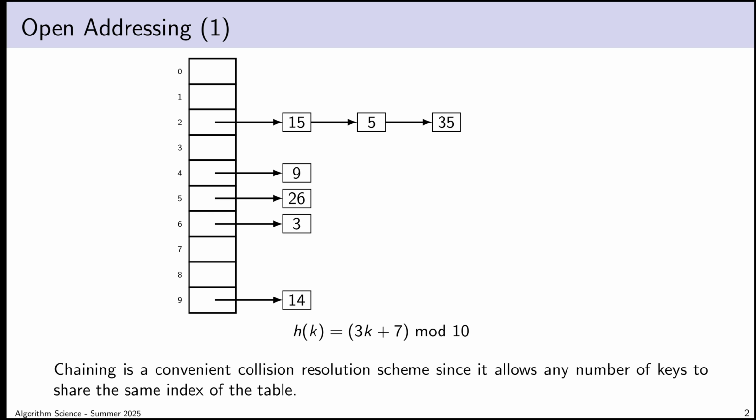Last time we learned about hashing schemes and hash functions and hash tables, and we learned about the ability to resolve collisions in a hash table using chaining. And we saw that chaining was a sort of convenient collision resolution scheme because even in cases where lots of different keys end up being hashed to the same bucket of your table, you can accommodate all of them.